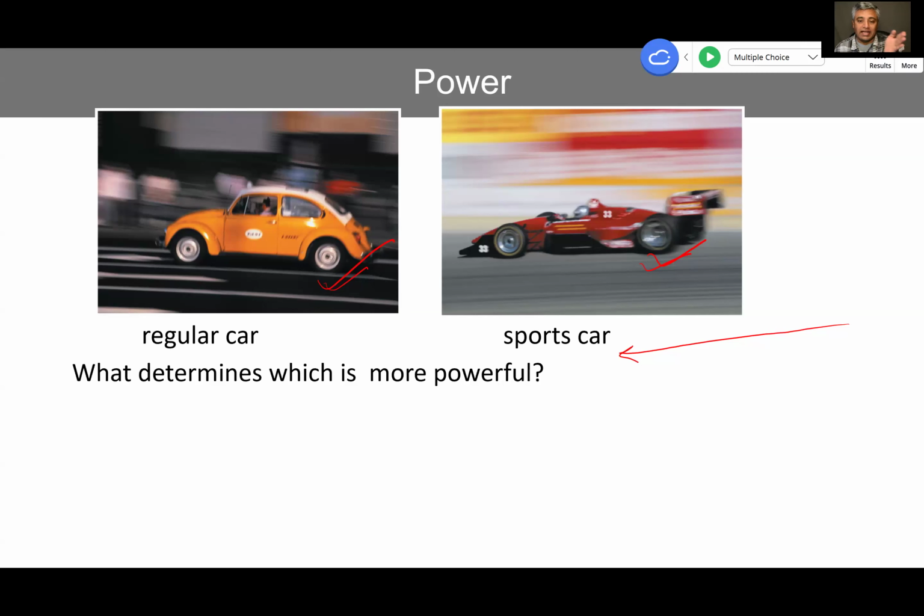Work and energy are equivalent because doing work transfers the energy. Whatever amount of work is done, that gets transferred as energy. So work and energy are equivalent, but power is the rate of transfer of energy, how quickly. So time comes into the equation.